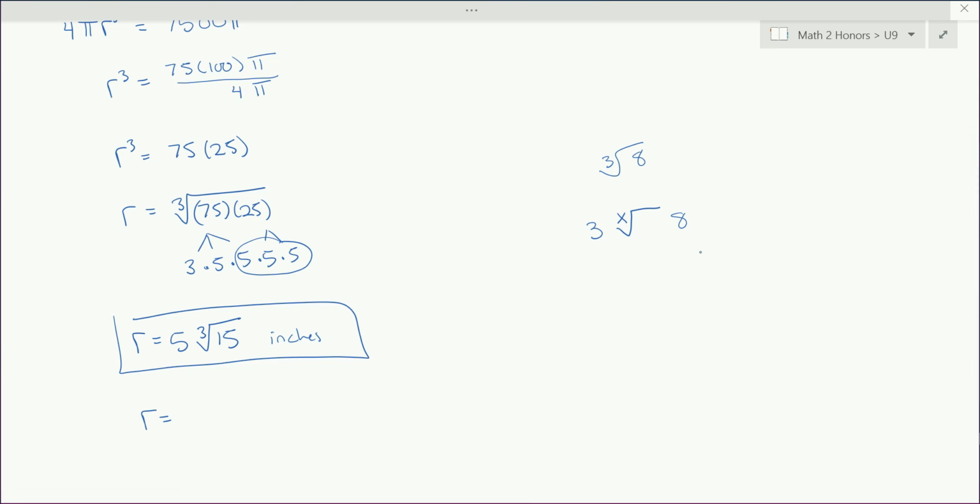I'm also going to find the value. And let's round it to the 100th place, the 2 decimal places. And I get 12.33 inches. Let's see if you can get that.